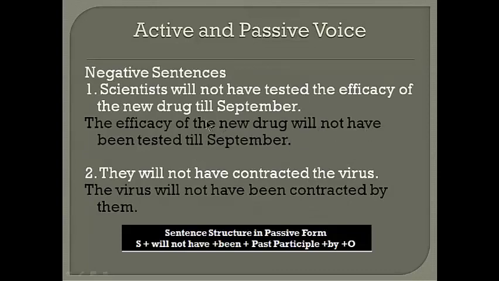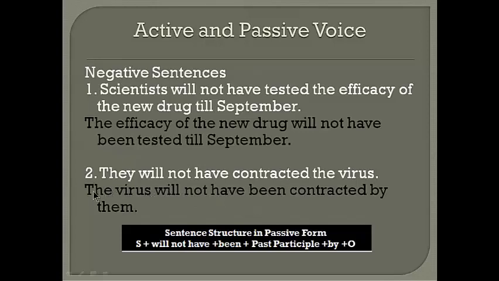Negative sentences. Scientists will not have tested the efficacy of the new drug till September. The efficacy of the new drug is actually the object here. The efficacy of the new drug will not have been tested till September. They will not have contracted the virus. The virus is the object. The virus will not have been contracted by them.